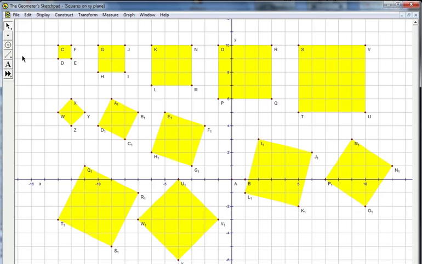Now we're going to use this program to find the length of the sides of these squares that we found the areas of before. 2, 5, 10, 17. The distance between W and X is 1.4.